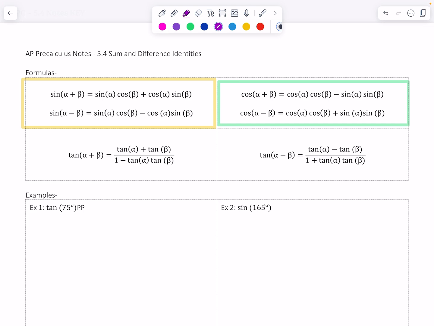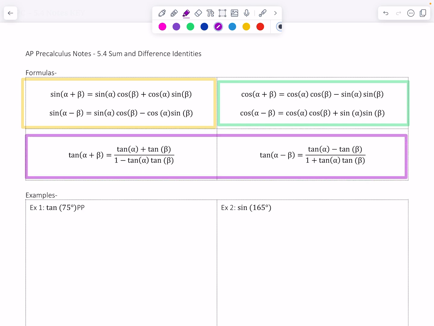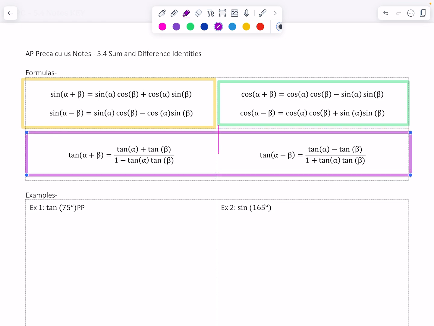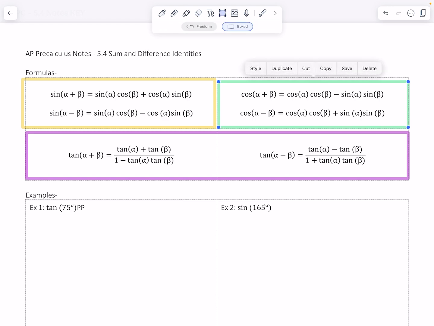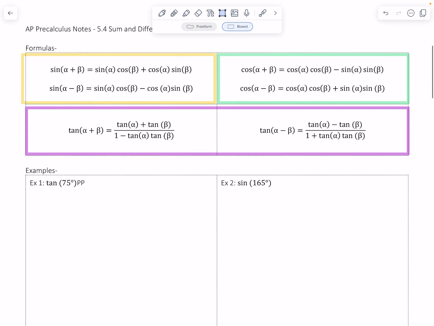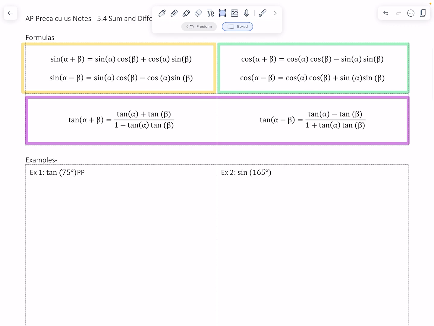And then last down here, we have our sum and difference for our tangent functions. Go ahead, pause if need be. So we're going to be using all of these today, and just kind of showing how we can find some of these trig functions when they aren't necessarily on our unit circle.